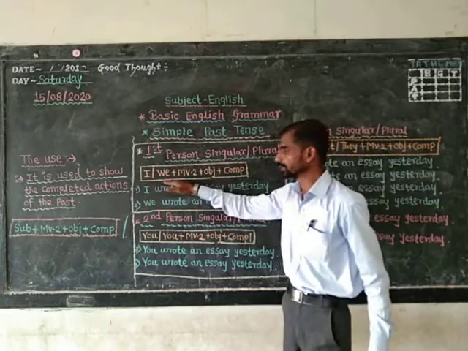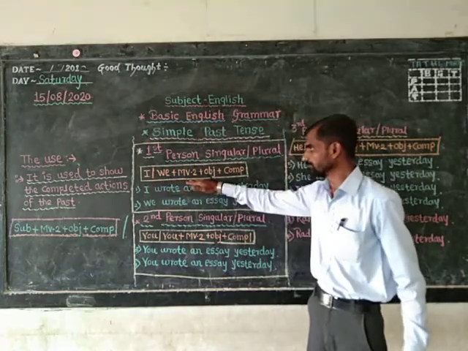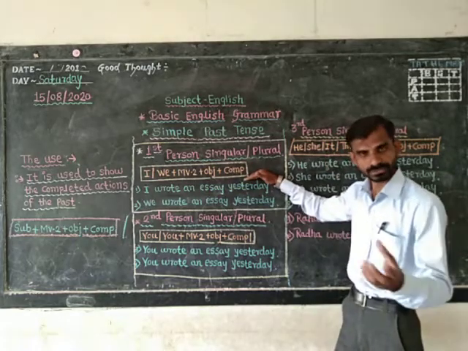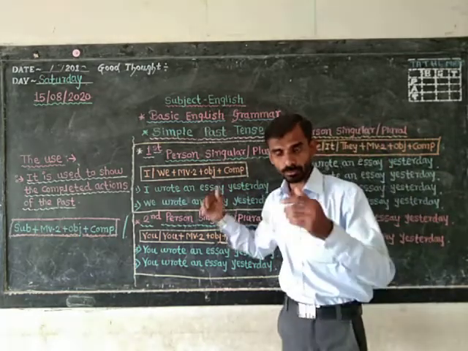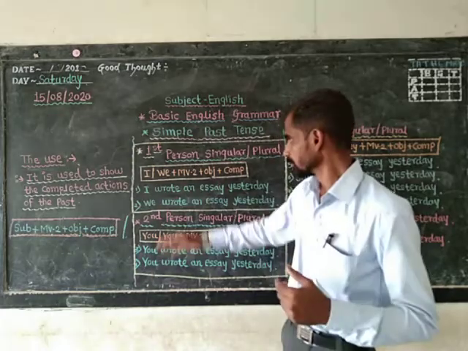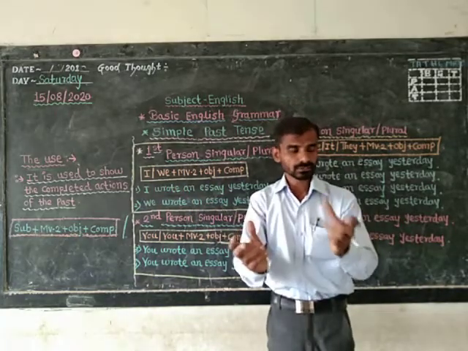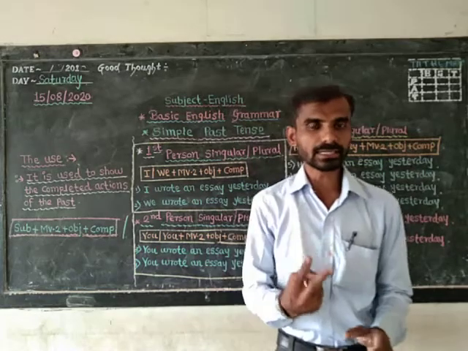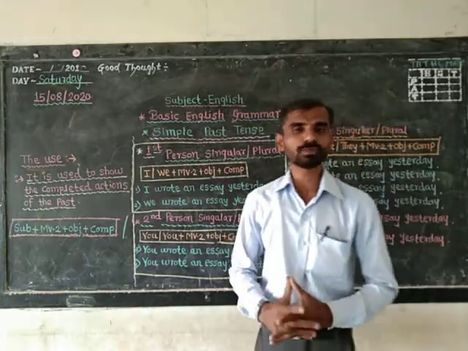I or we, main verb second plus object plus complement. Once again, I, for myself, isn't it? Plural case we, therefore I or we, main verb second plus object plus complement.